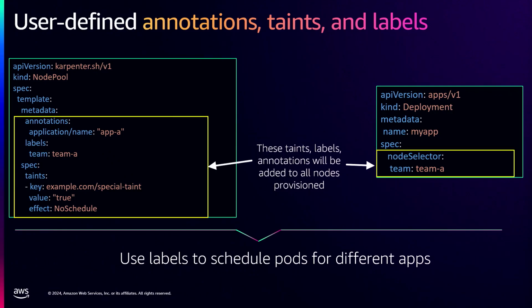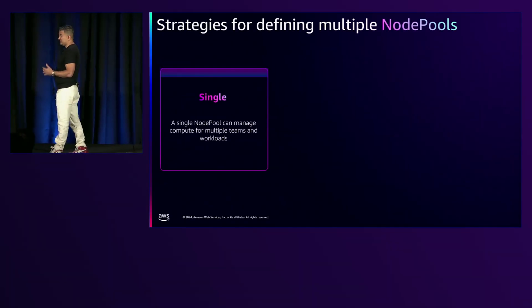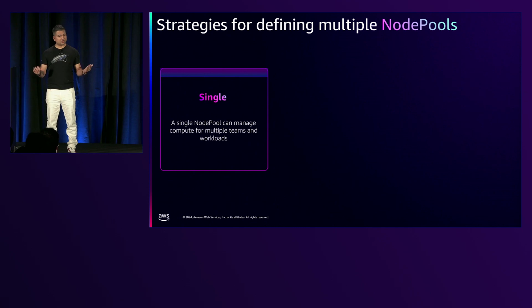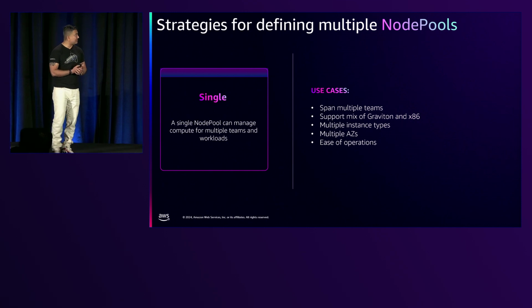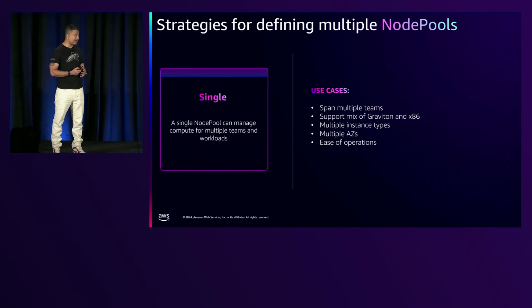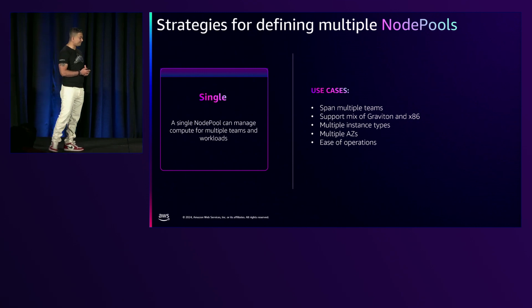Which brings us to a good question. How many different node pools should you define? Well, you have different options. The easiest one is a single node pool. So you put everything in a single node pool YAML, and then each team, whatever they need, they use those fields to specify and then schedule those pods.